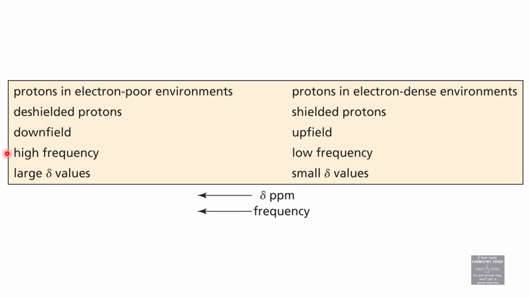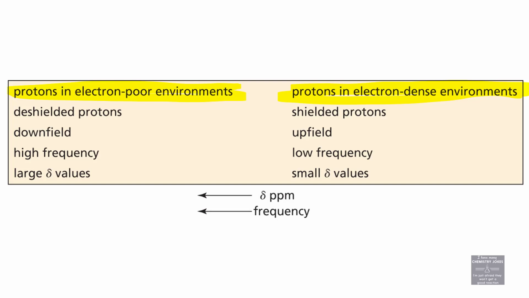Things that are downfield, we say have a high frequency. They have large shift values. That means big numbers in their shift values. They're called deshielded. Protons that come in electron-poor environments are deshielded. Protons in electron-rich environments are shielded. They are upfield. They have low shift values, low frequency. So those columns of words all mean variations of the same thing for us to say, is it further left or further right on an NMR spectrum?